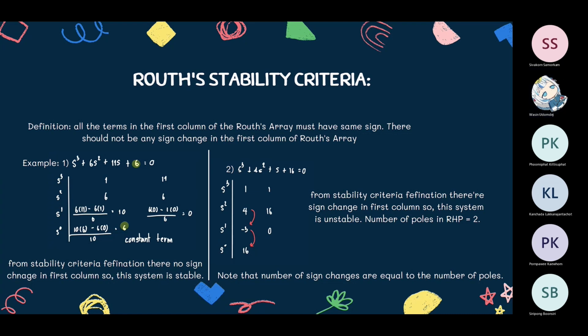And in example 2, from the stability criteria definition, there are sign changes in the first column, so this system is unstable. The number of poles in the RHP equals 2. Note that the number of sign changes is equal to the number of poles in the RHP.